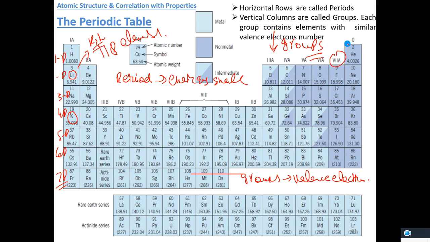So that's why, if it is the first shell, the maximum number of electrons will be 2, and if it is the second shell, the maximum number of electrons in the outermost shell will be 8, and so on. So we can say that inert gases have complete outermost shells, and in this way they are non-reactive, they are not interested in forming chemical bonds.